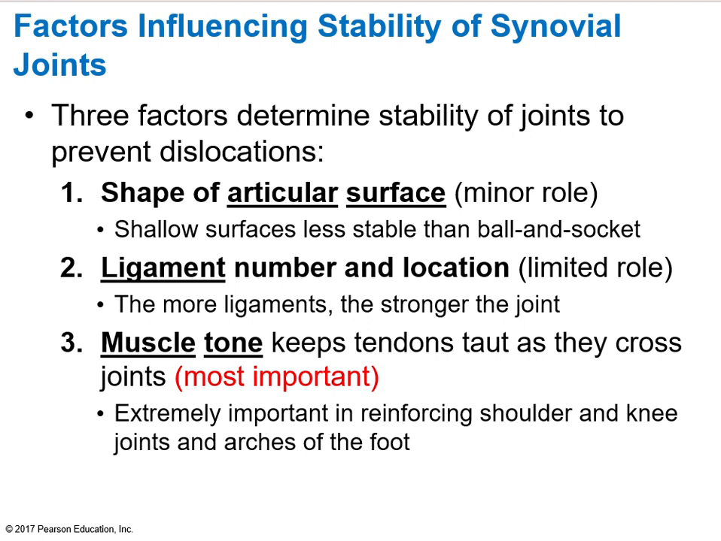All right, the next thing that we're going to be looking at is factors that influence the stability of synovial joints. And you can see here a quick list of what those factors that determine stability are. The shape of the two bone ends that fit together, the ligament number and their location, and probably the most important factor that determines the stability of joints to prevent dislocation, muscle tone. It's the most important. It keeps tendons taut as they cross joints, so it's going to be extremely important in reinforcing shoulder and knee joints specifically, the arches of the foot, but all joints in general that we consider synovial. So make sure to come back and watch that video as well.